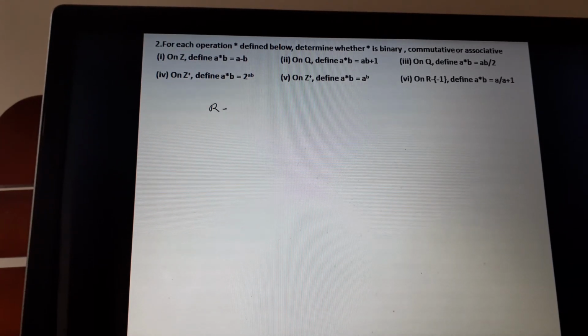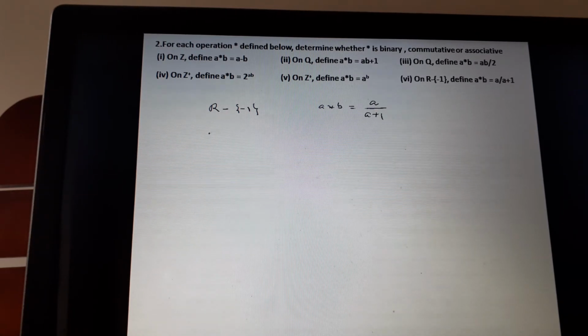See R minus 1. What he has done is, because he wanted to define this binary operation, A star B equal to A divided by A plus 1, that is the definition. Because if you include minus 1, what happens? Suppose you take A equal to 1, 1 by 1 minus 1 becomes 0, 1 by 0. So he has avoided that one. So he has taken minus 1 by minus 1 plus 1 becomes minus 1 by 0. So minus 1 is removed, fine. To that extent it is good.